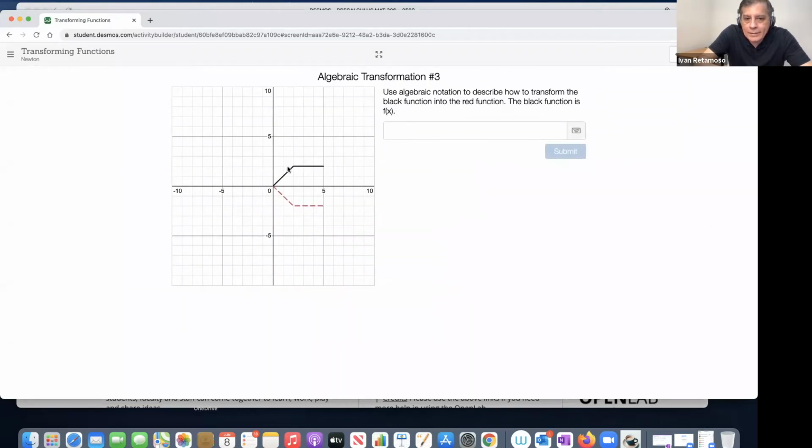This one now. Look, this is the original function, f of x, and this is where you want to end up, right? Green, red function. So use algebraic notation to describe how to transform the black function into the red function. So anybody could tell me what kind of transformation is this in the chat?